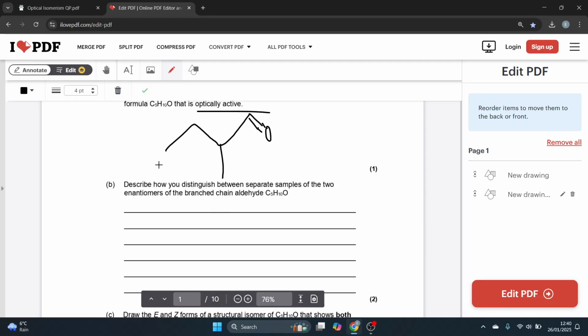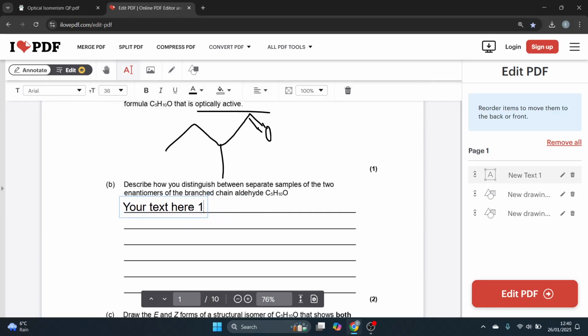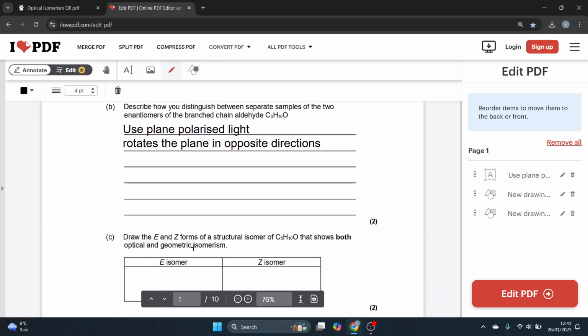Perfect. Part B, describe how to distinguish between these. Well, this is just testing your knowledge really on optical isomerism. Obviously, your AO1 really. Use plane polarized light, and what happens is it rotates the plane in opposite directions. Use plane polarized light, rotates in opposite directions.